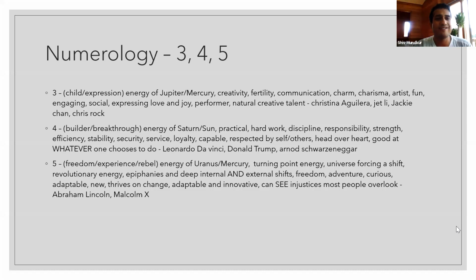Then we have the number 5 after this, which is the energy of the rebel. This is the energy of the one who prioritizes freedom and experience. It's a turning point energy. The planet that I think would most encompass this energy would be Uranus. And this is the revolutionary planet, right?